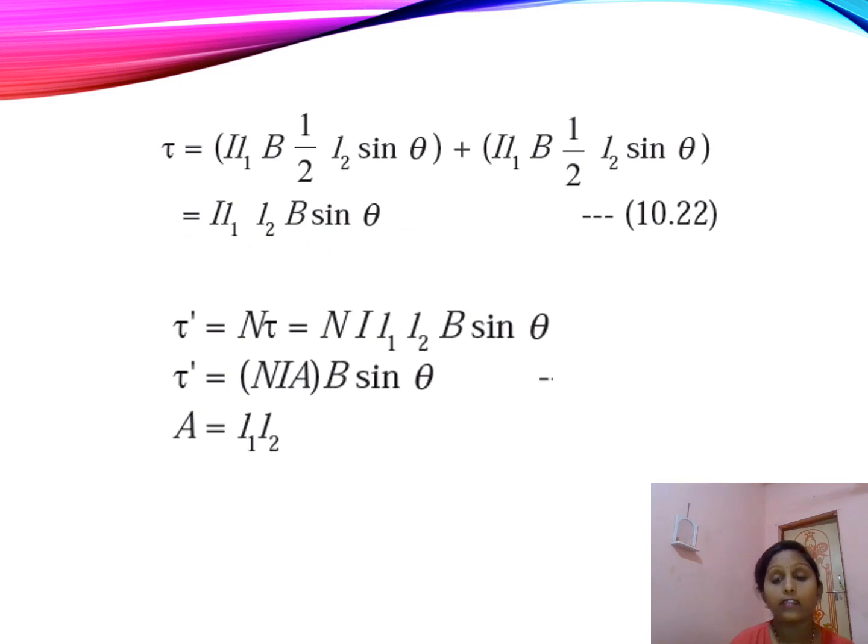If the current carrying loop has N number of turns, then the torque becomes N I L1 L2 B sin theta. Now we know area is equal to length L1 times L2, so the equation becomes N I A B sin theta. This equation holds good for all loops irrespective of their shape in a uniform magnetic field.